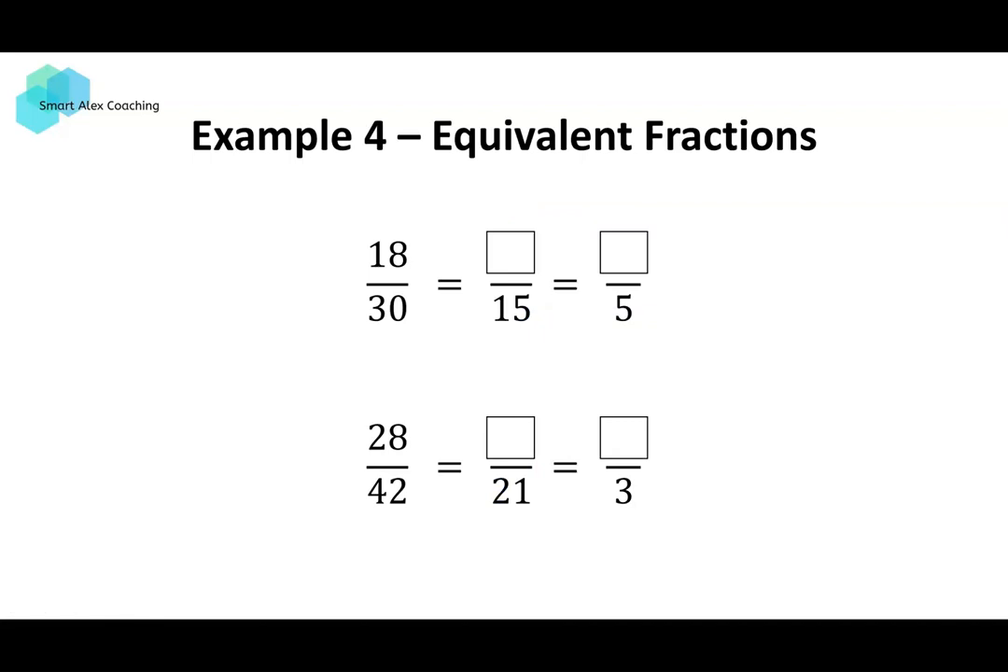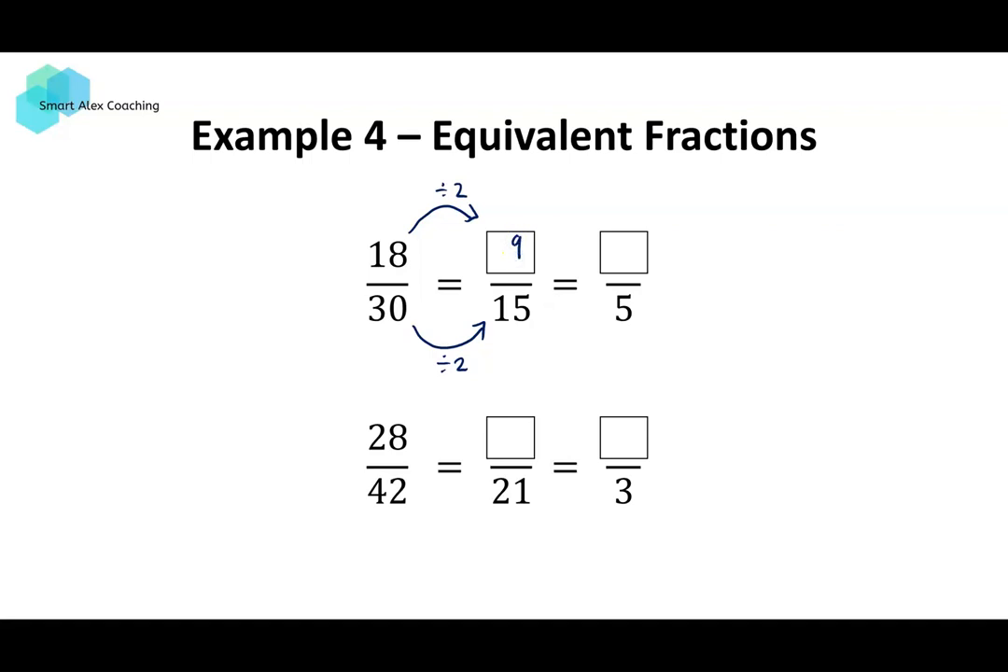Sometimes you may not be able to come up with the highest common factor straight away. So I'm going to show you an example of how you can reduce fractions to its simplest form in several steps. First, I start off with 18 over 30. And I see that 30 divided by 2 is going to give me 15. So I'm going to divide 18 by 2 also. That's going to give me 9.